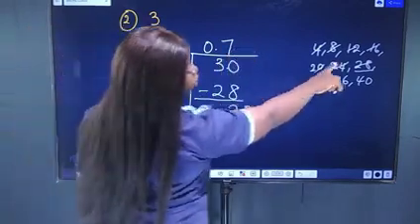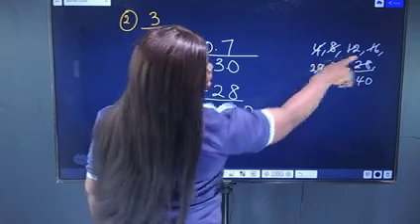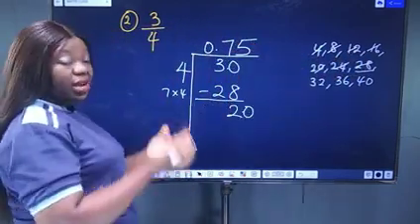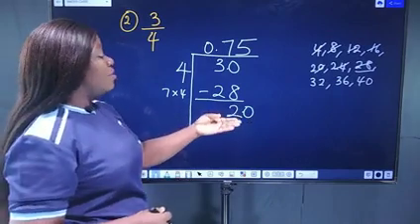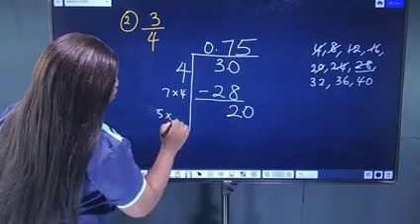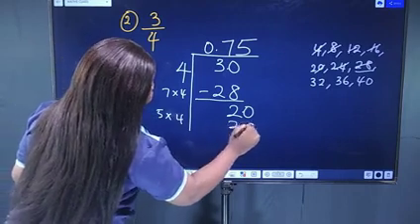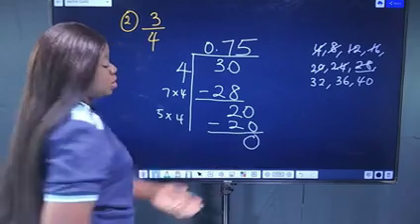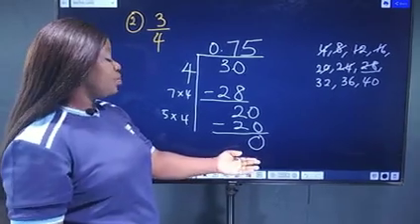If you look through, you can see 20. 1, 2, 3, 4, 5. You have divided. We are already repeating the process. You have divided, now you multiply. 5 times 4 is equal to 20. So 20 minus 20 is equal to 0. We do not have any remainder.